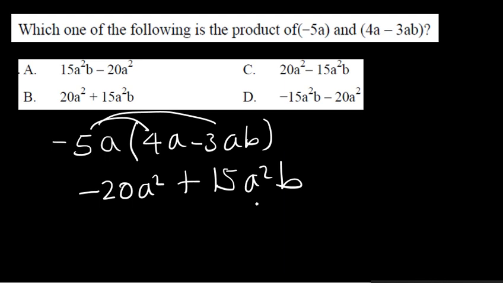So this answer is found in choice A. In choice A, as you see, we can write this one as 15a square b minus 20a square. We can exchange the places because the positive is here and the negative here. We can change the place, it doesn't matter. So the answer will be A.